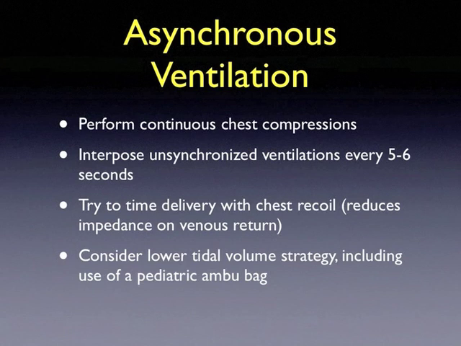Consider using a pediatric ambu bag in this case, which contains a 500 milliliter reservoir, as opposed to the large adult ambu bag that contains a liter reservoir. We're looking here on the order of about 5 mils per kilo for the patient. In this case, we're abandoning the ACLS protocol of 30 compressions to 2 ventilatory breaths with CPR pauses in order to try to maximize our compression fraction.